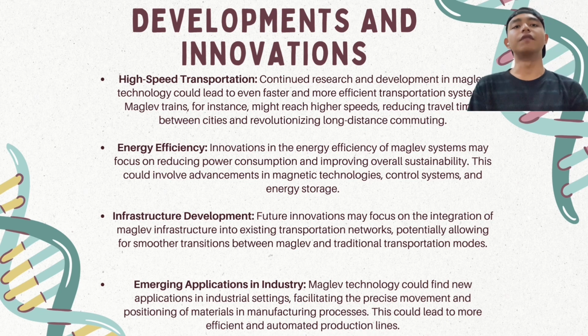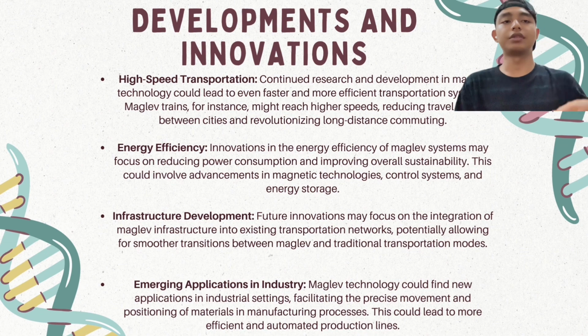Thirdly, infrastructure development. Future innovations may focus on the integration of maglev infrastructure into existing transportation networks, potentially allowing for smoother transition between maglev and traditional transportation modes. And lastly, emerging applications in industry. Maglev technology could find new applications in industrial settings, facilitating the precise movement and positioning of materials in manufacturing processes. This could lead to more efficient and automated production lines.